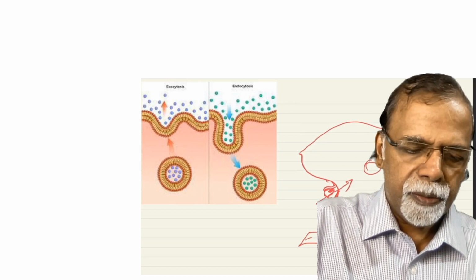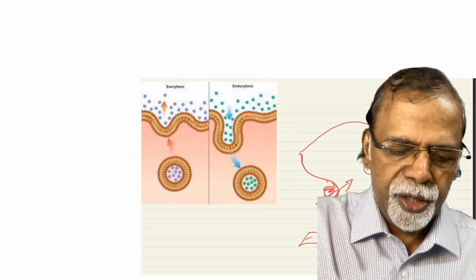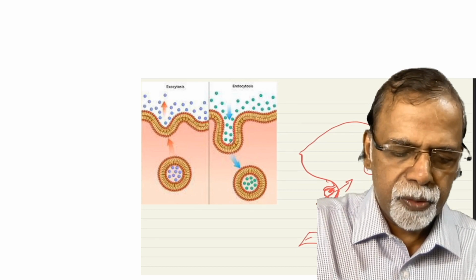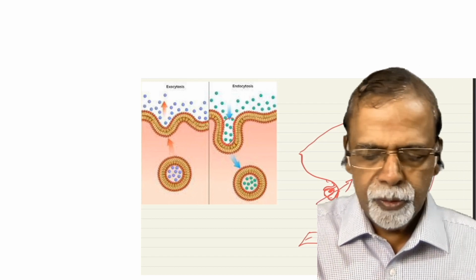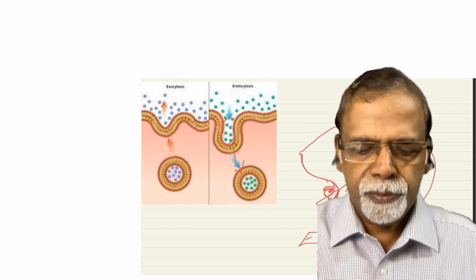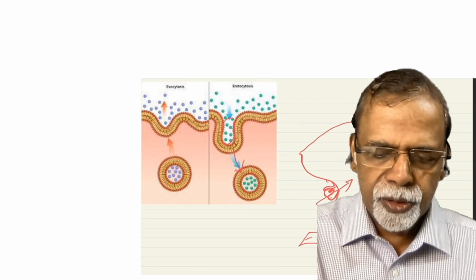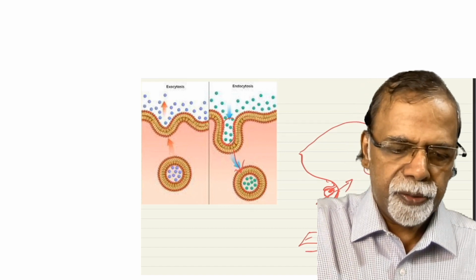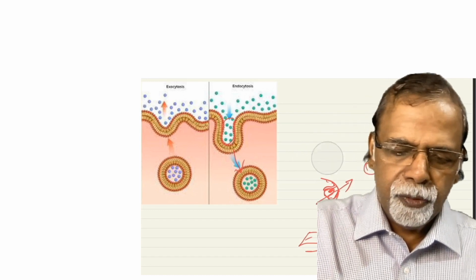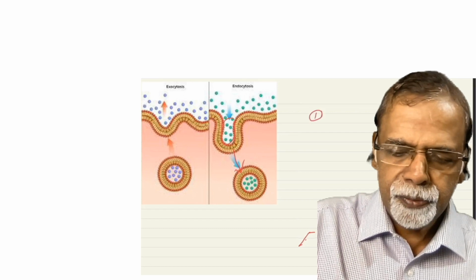So here you can see there is an invagination occurring and later it forms a vesicle. So this method of engulfing large particles is called endocytosis. Endocytosis can be of three different varieties. First is phagocytosis.